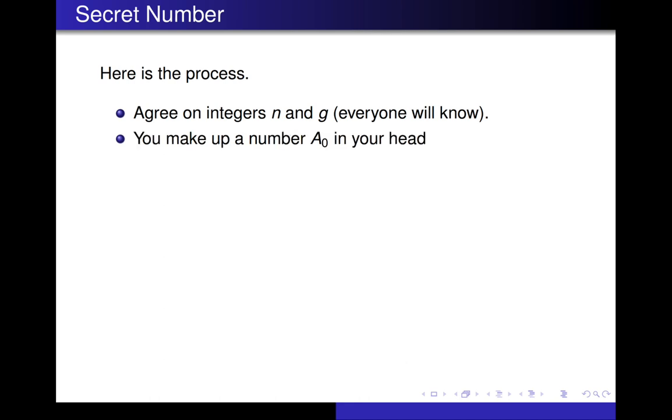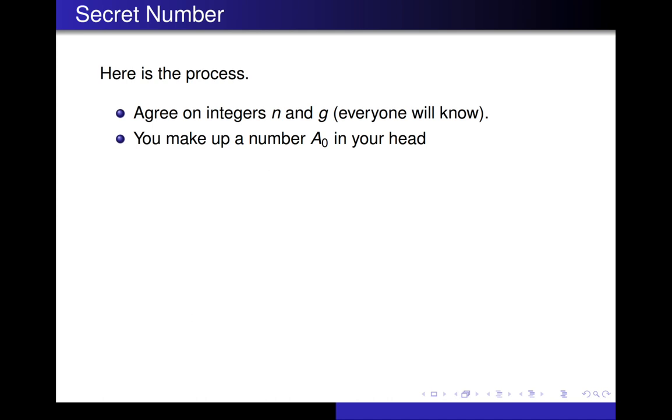Well, turns out we can use exponents for that. So here's the process that we're going to go through. First of all, you're going to agree with each other on two integers n and g. Everyone's going to know this, because anytime you communicate any integers directly, everybody knows about it because all of your communication is being monitored. So those aren't going to be the numbers that you share. You're just going to use them to get it.